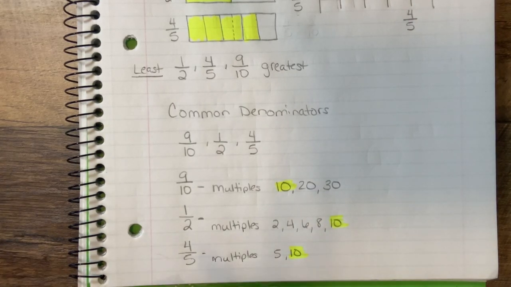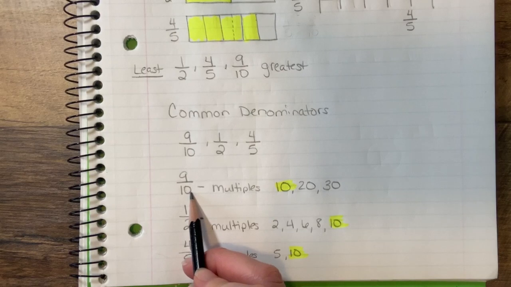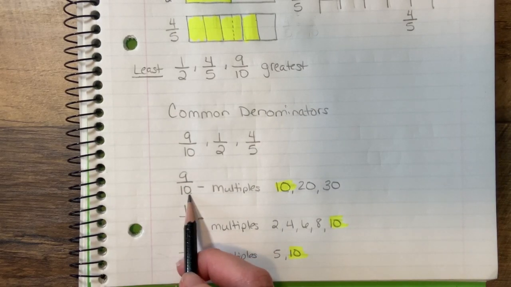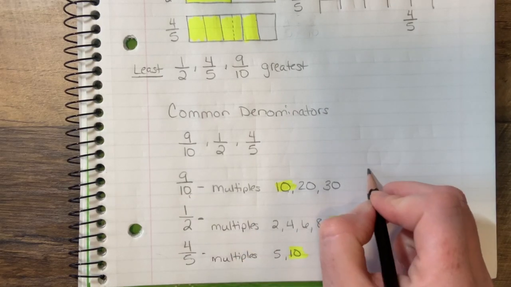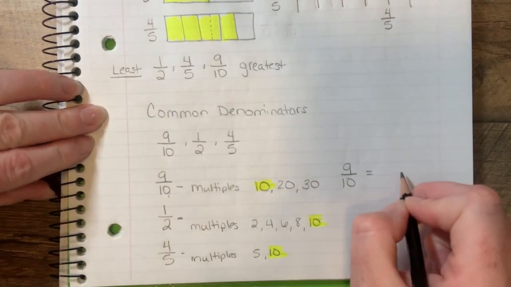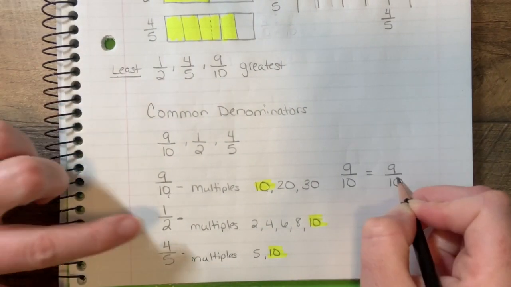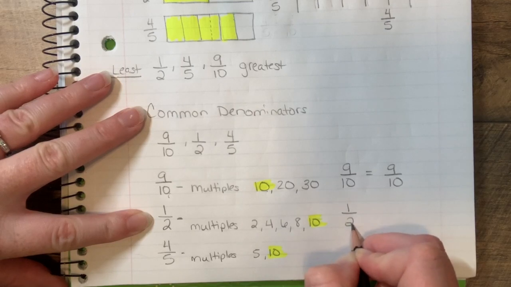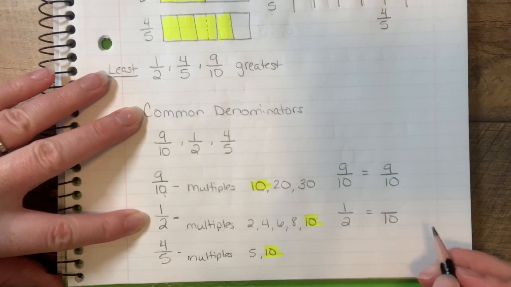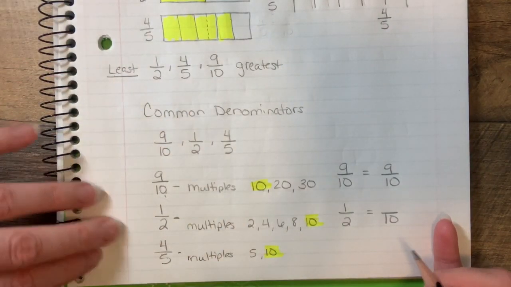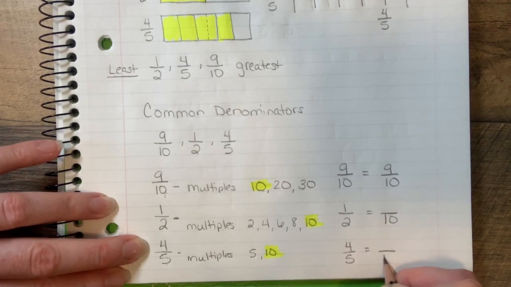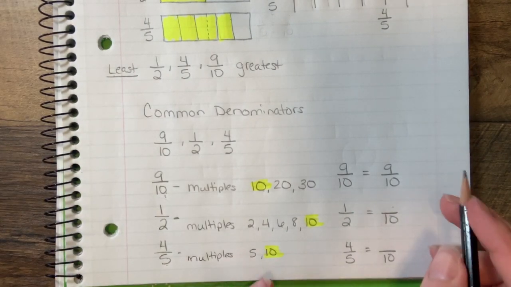So instead of, well, in this case, it's not going to change. 9/10 is going to stay the same, because if the denominator is going to be 10 and the denominator was already 10, then it's not going to change. So 9/10 is going to stay the same and still equal 9/10. But over here, we're going to take 1/2 and we're going to ask ourselves 1/2 equals how many tenths? How many tenths is in 1/2? And then we're going to ask ourselves 4/5 equals how many tenths? So these are the two things that we need to figure out.